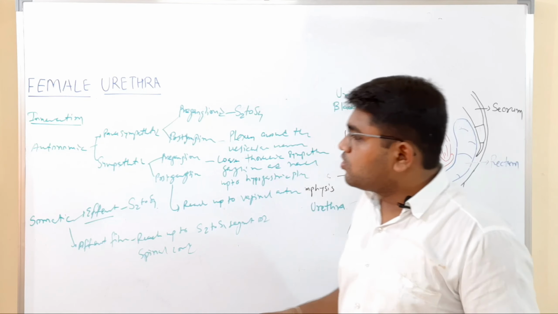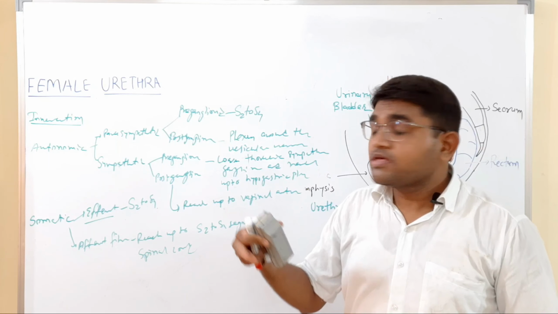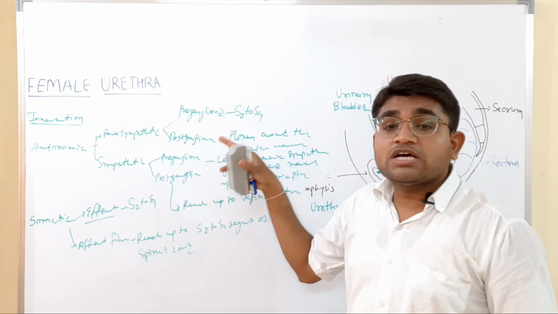So this is about the nervous innervation, autonomic and somatic. The autonomic, parasympathetic and sympathetic: the parasympathetic preganglionic fibers arise from S2 to S4, and reach the vesicular venous plexuses through the pelvic splanchnic nerves, and from the plexus around these veins the postganglionic fibers arise and reach the smooth muscles of the urethra.